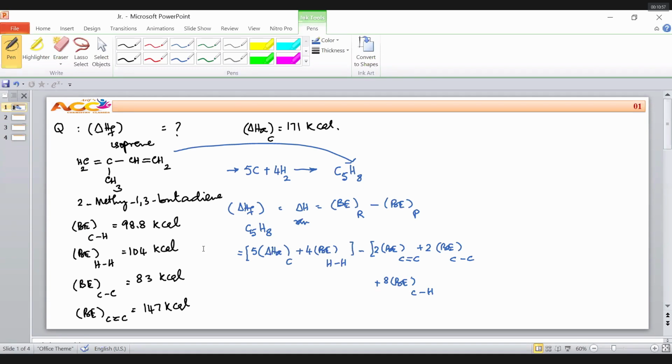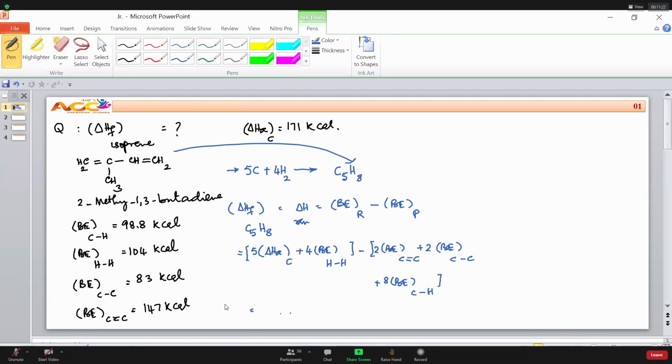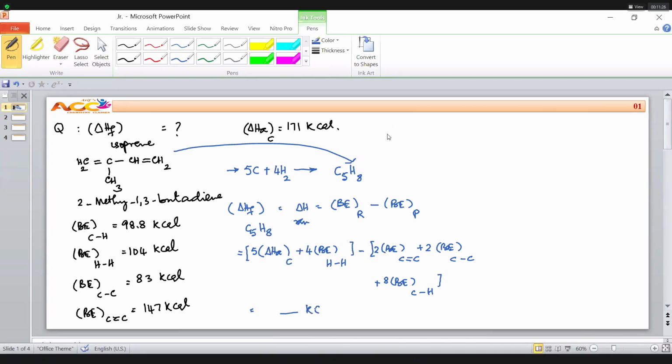So we have counted all the double bonds, C double bond C, then C single bond C, then C single bond H. We don't have an HH bond there. All the values are given to you. Atomization of carbon is given, bond energy of HH 104 four times, C double bond C given, C single bond C given, CH given. If you arrange as it is and calculate, the answer will be in kilocalories. That is known as the enthalpy of formation of isoprene. Go ahead.